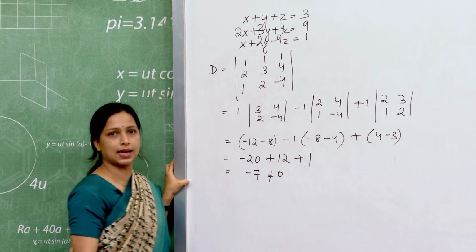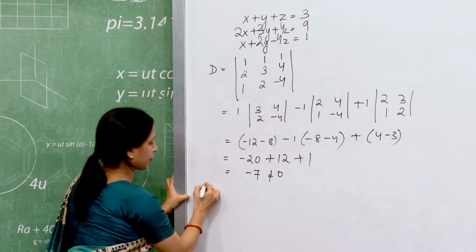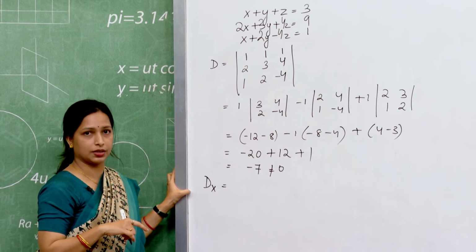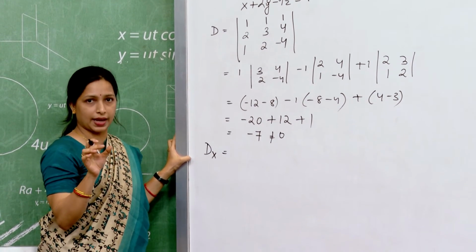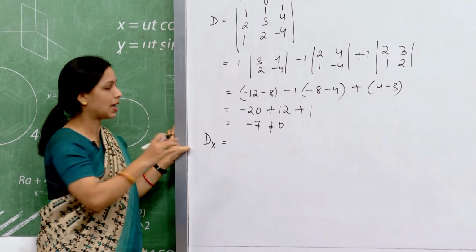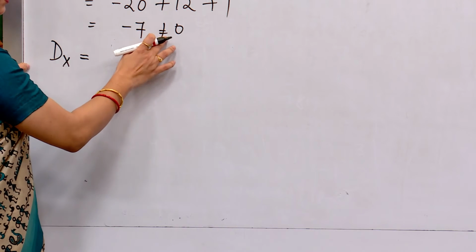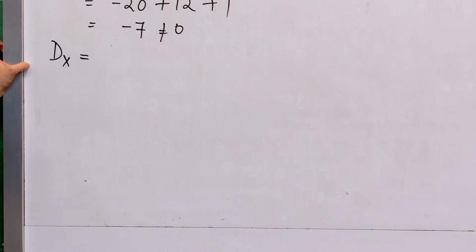Now, what is the next step? You have to find out dx. Now, like how we did it in second order determinant, we substitute the values of x coefficient with the known values. The same step has to be followed here also. So, the determinant here is not equal to 0, so we can use Cramer's rule now. So, first we need to find out dx.